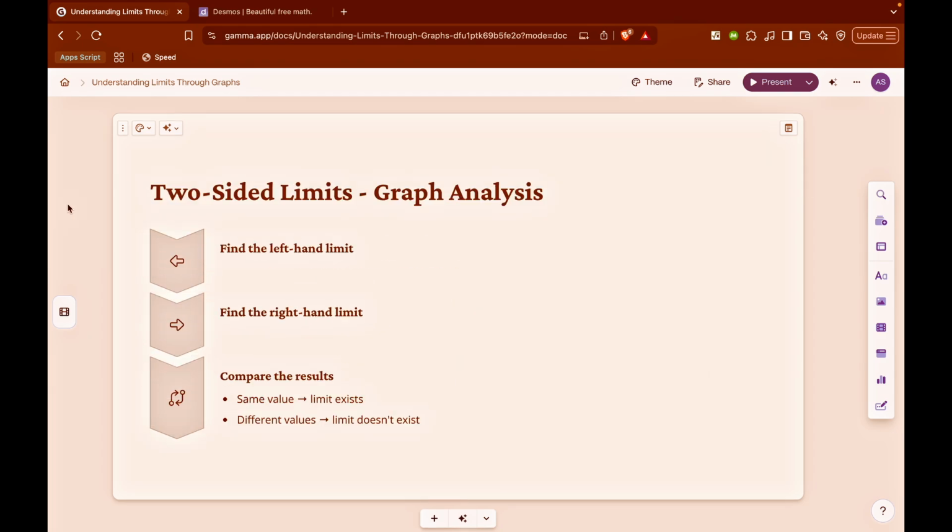Just a quick review of two-sided limits. First, we have to find the left-hand limit, then we have to find the right-hand limit. Then we need to compare the results. If it's the same value, the limit exists. If it's a different value, the limit does not exist.